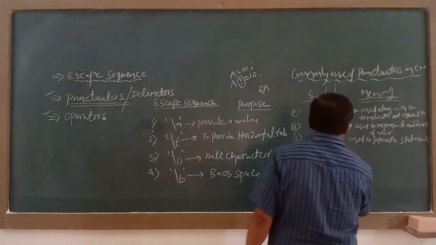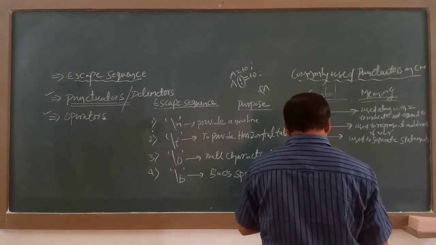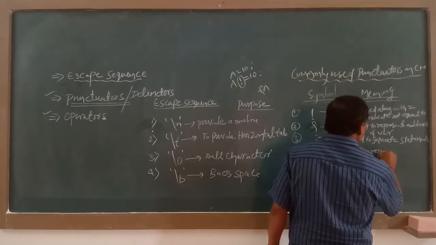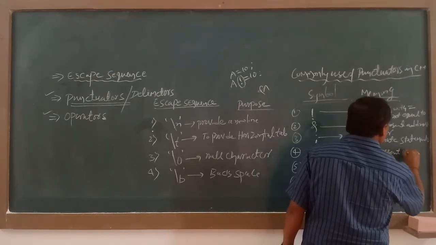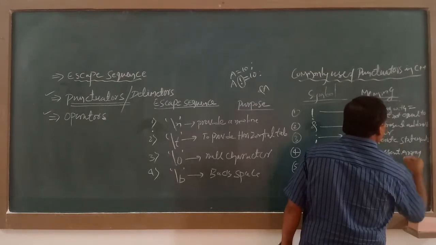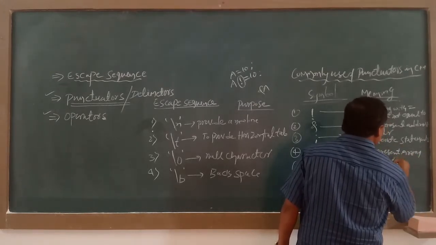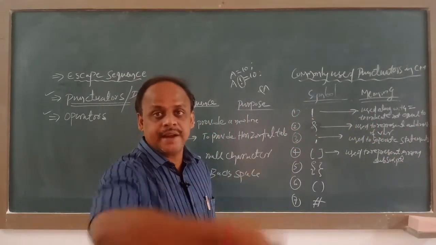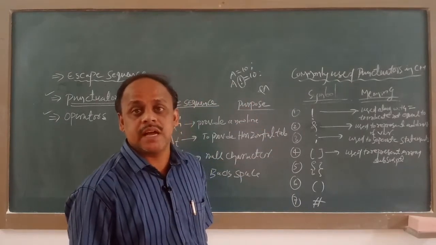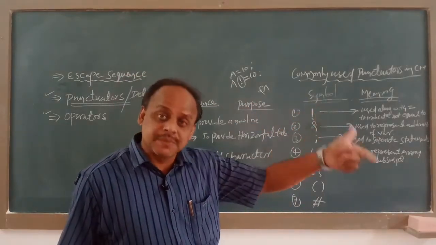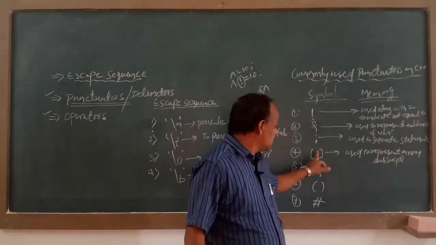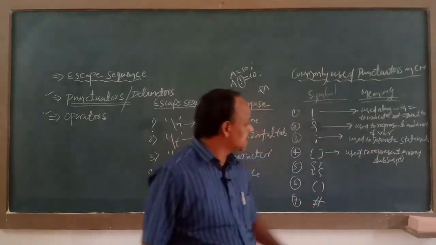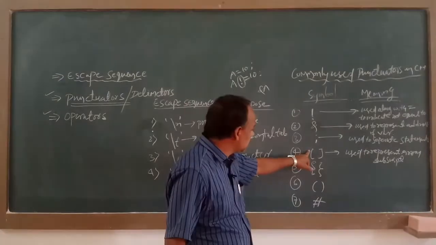Next is the square bracket, used to represent an array subscript. We have not discussed the array topic yet. When we start discussing arrays, the concept called subscript comes, and that subscript is written in this square bracket. That's why we use this symbol to represent an array subscript.